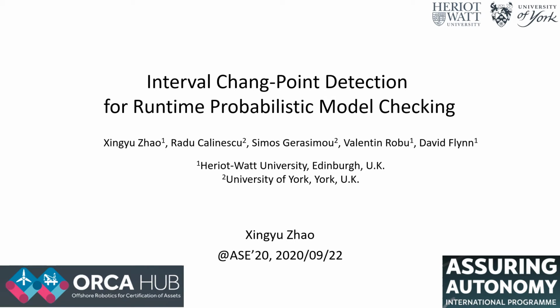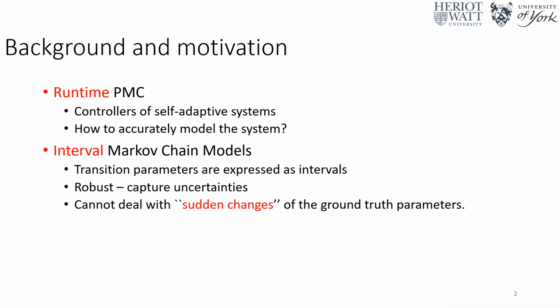Today I'm presenting our paper, Interval Change Point Detection for Runtime Probabilistic Model Checking, which is a joint work between my team at Harvard and two colleagues from the University of York. This work was supported by two large-scale UK projects on the safe use of robotics and autonomous systems. They are OCA-Hub and Assuring Autonomy International Program.